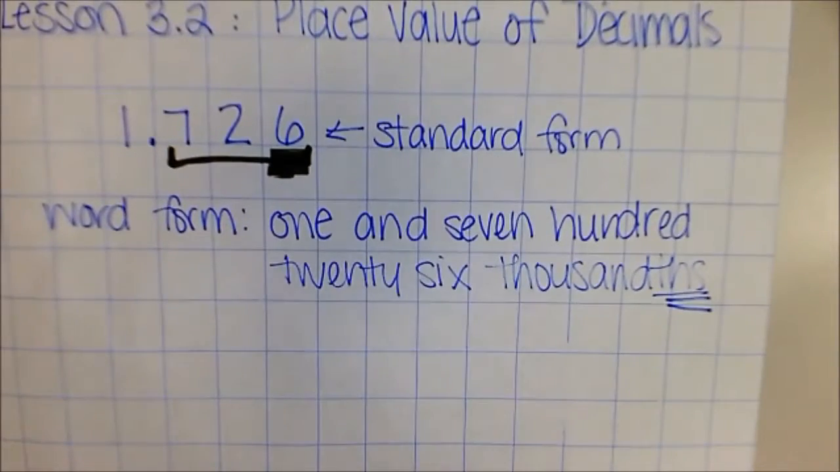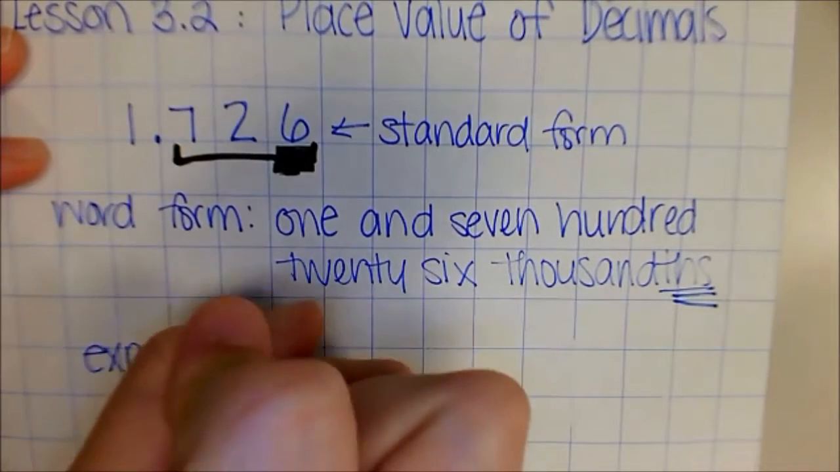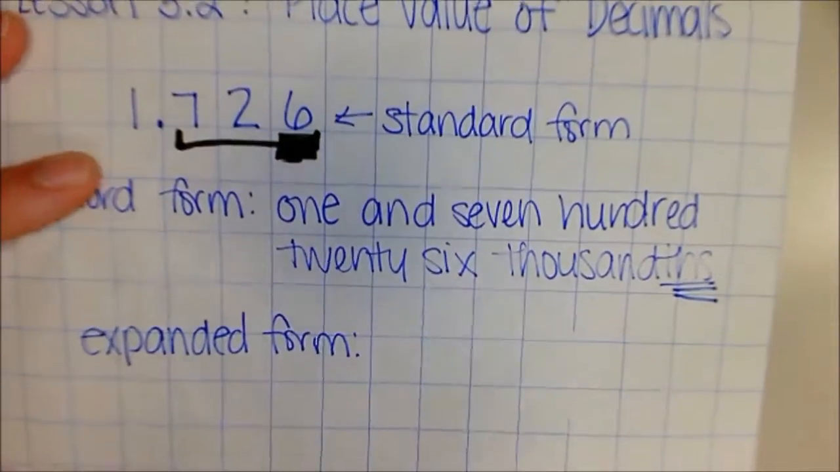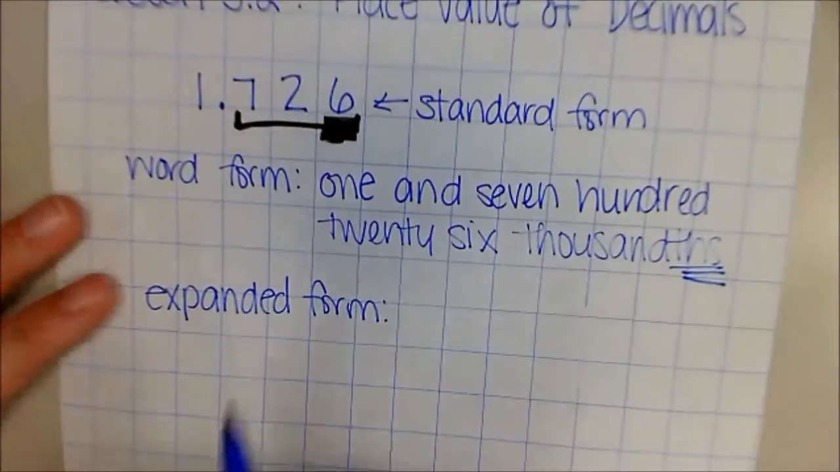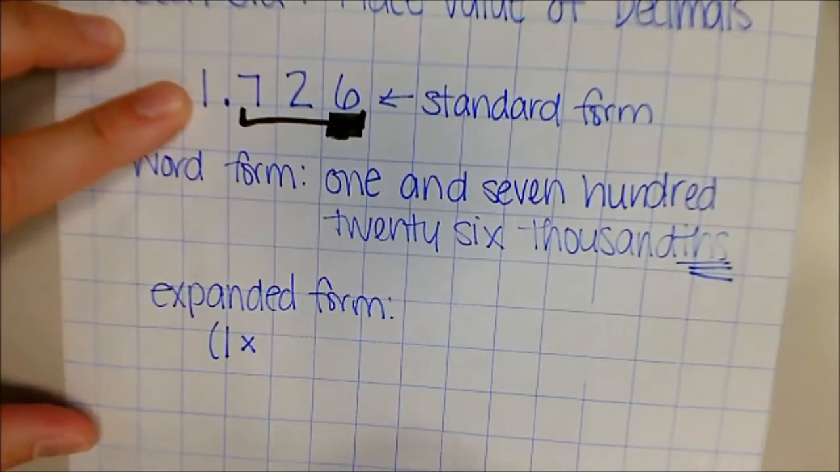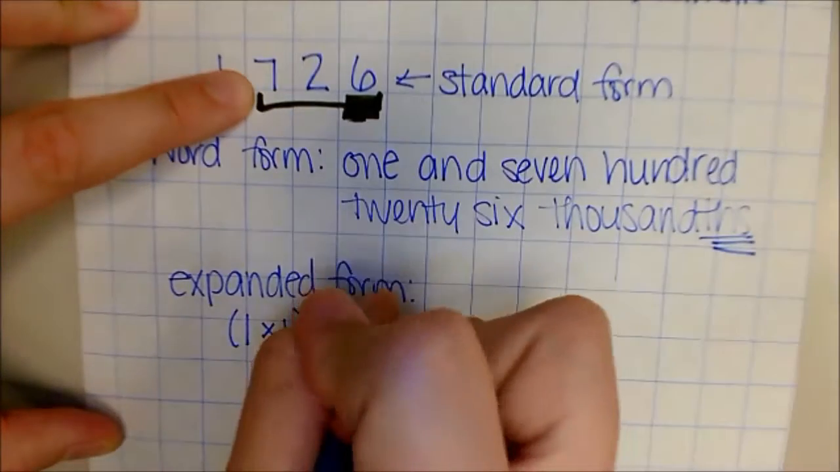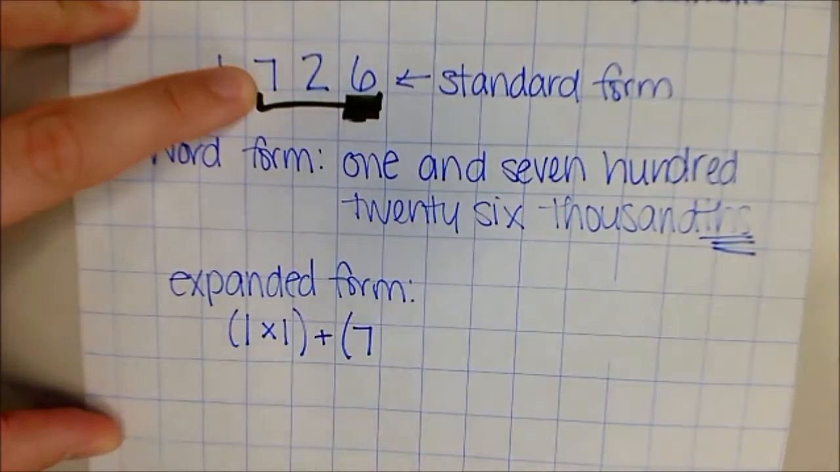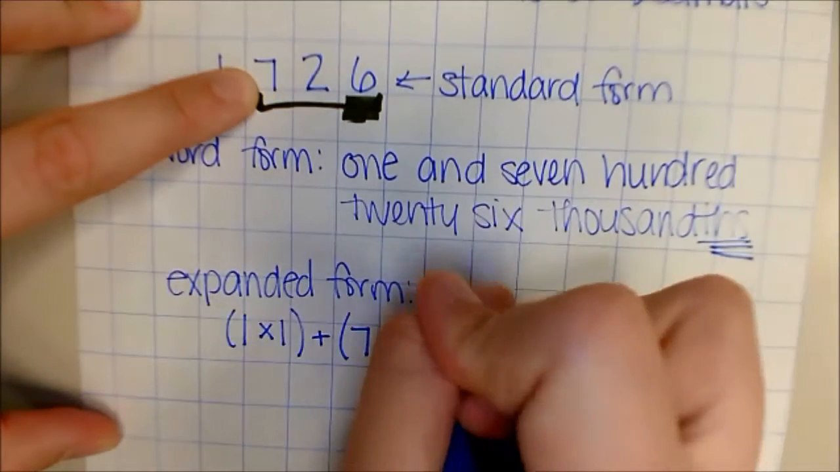Now, my last form to write this number out is expanded form. How I write it in expanded form, I'm going to actually use multiplication. So I'm going to start with the 1. I'm saying 1 times whatever that place value is. So that is in the 1's place value, so I'm saying 1 times 1 plus 7 is my next number, and I'm going to multiply that by the tenths. Well, because we're in the decimal world, we're also in the fraction world, because we're part of a whole now. So now I'm saying this is 1/10.